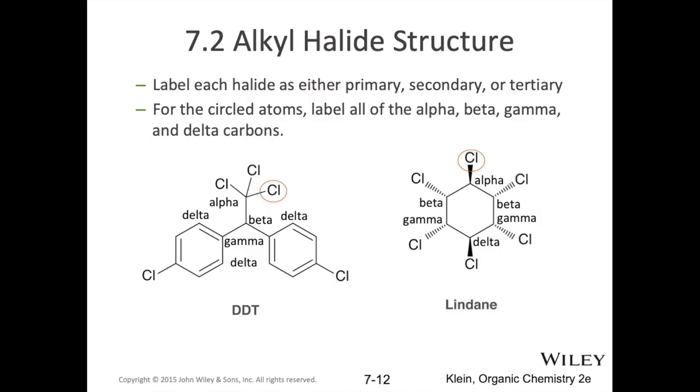This is just a designation system, right? You choose how you're designating these alpha, beta, and gamma or delta carbons because you're using it to describe the relationship to that particular halogen. But in any case, in both these problems, we're only circling one chlorine and we're asking for the designation from there.